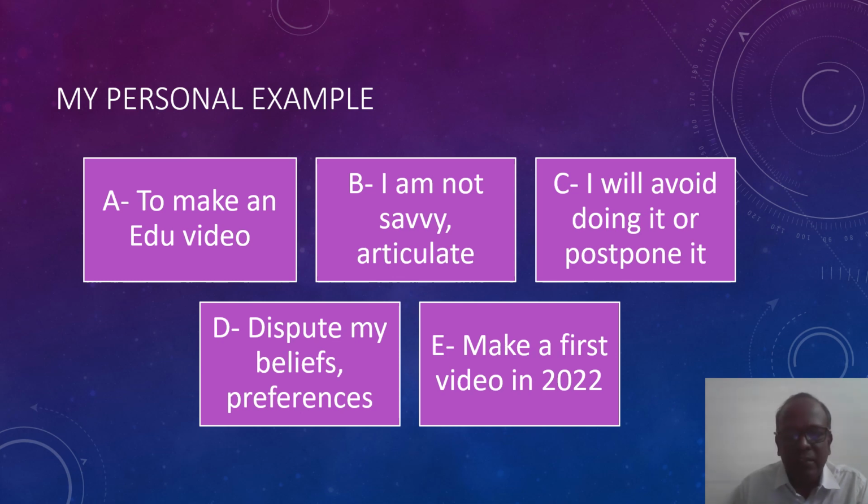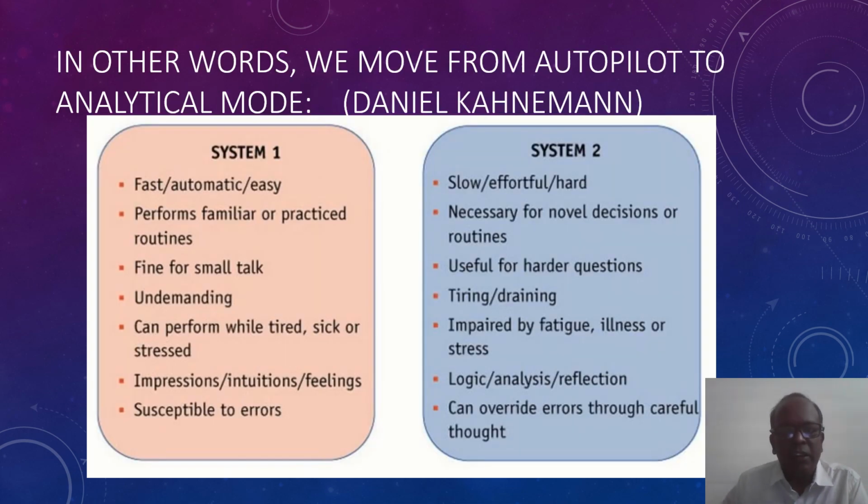So what essentially are we doing here? We are moving from autopilot to analytical mode. According to the author Daniel Kahneman, there are system 1 and system 2. System 1 involves intuitive or autopilot mode, which is fast, automatic, and easy. We should move from system 1 to system 2, which involves deliberation, logic, analysis, and reflection.